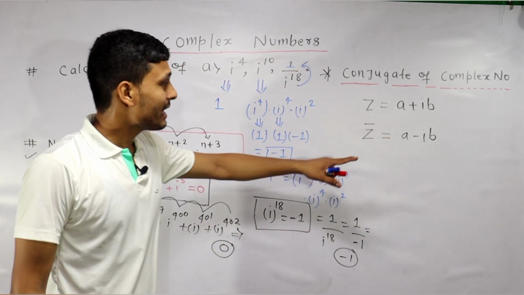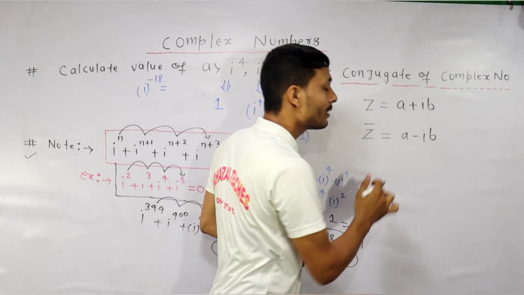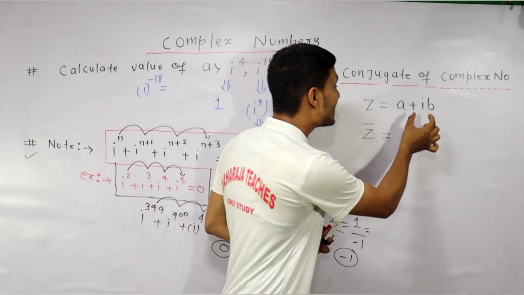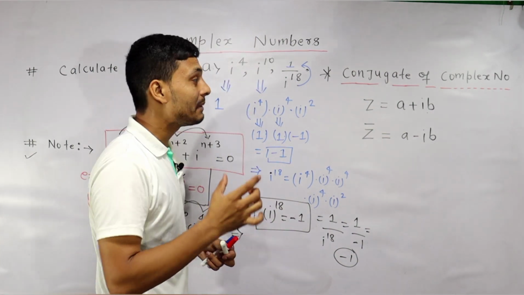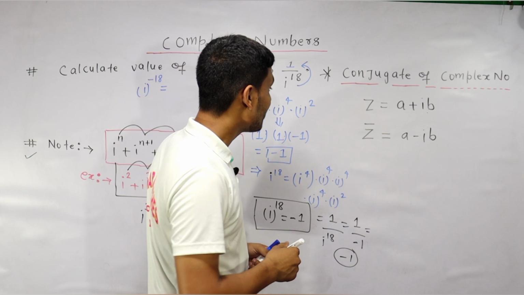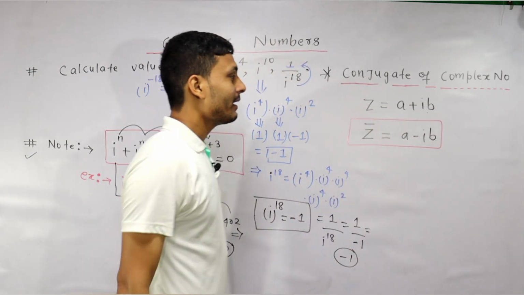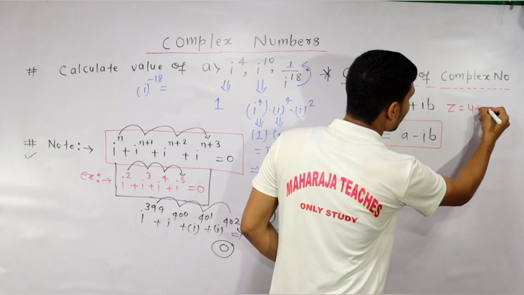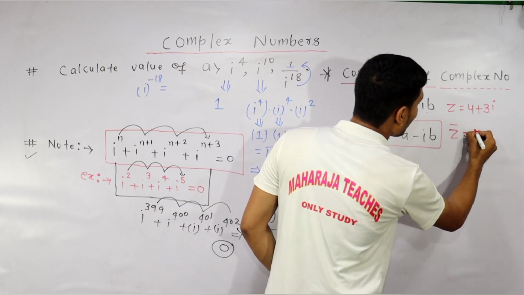That means just by changing the sign of the imaginary part, you will get the conjugate of a complex number. Is it right? Yes. The conjugate is represented by Z bar. That means if Z is equal to 4 plus 3i, then Z bar becomes equal to 4 minus 3i.